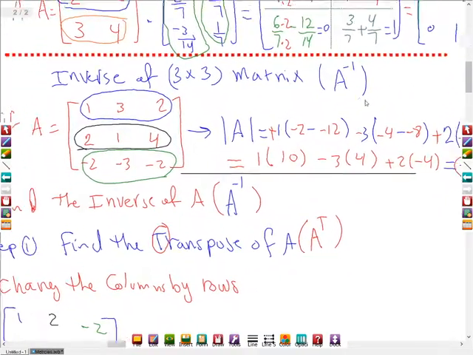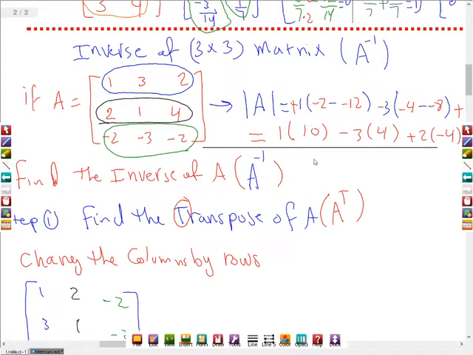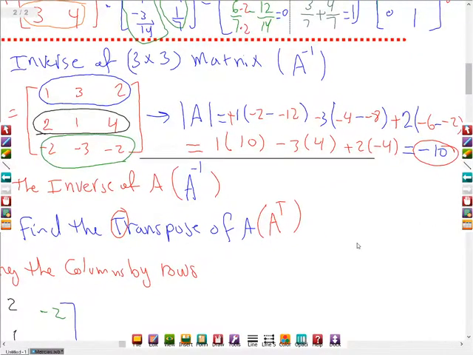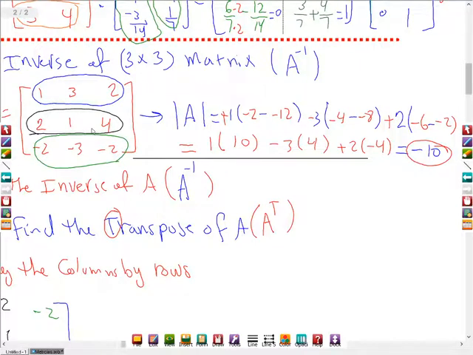Now let us see what we're going to do with the inverse of a 3 by 3 matrix. I know from my students, most of the kids have problems dealing with these. I tried my best to make it as easy as I can. What we need to do: find the inverse of A, which means A to the negative 1. The first step, before you start anything, you have to find the determinant. And I did the determinant here.